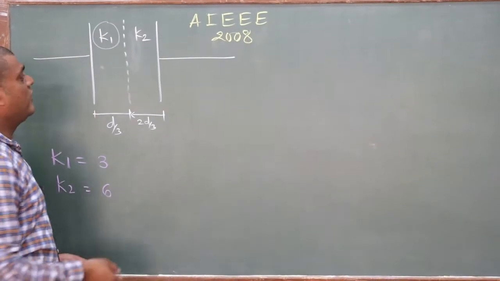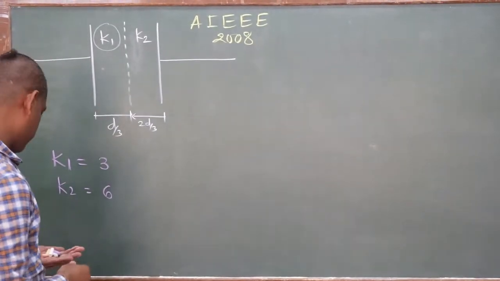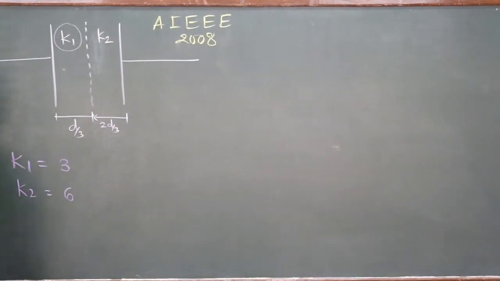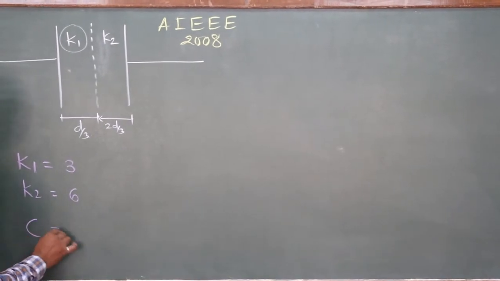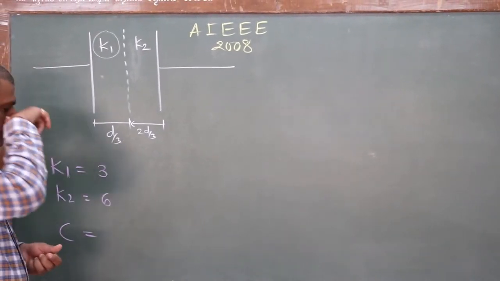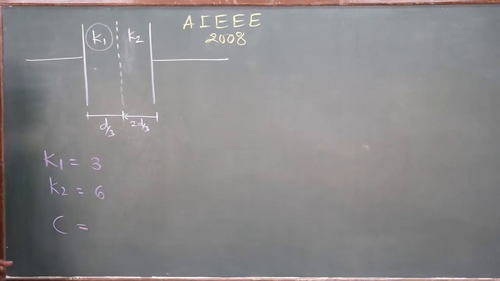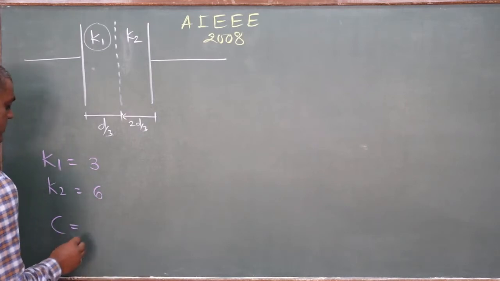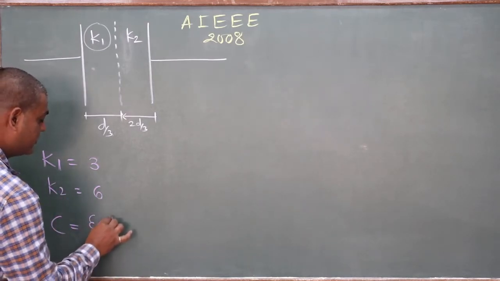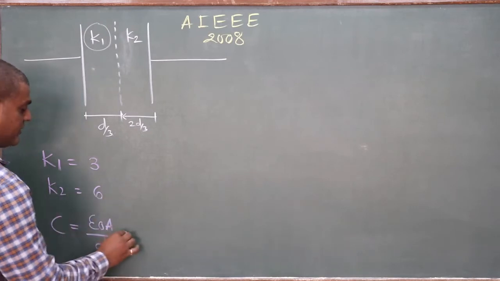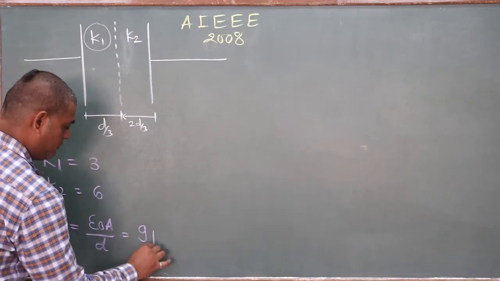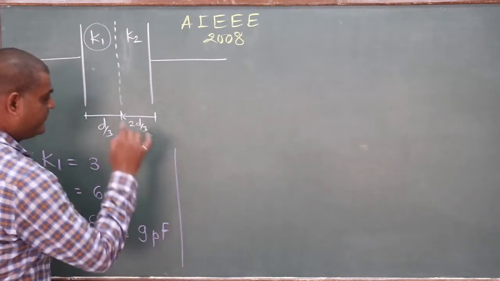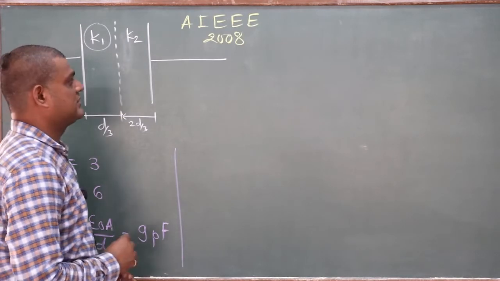So already we have solved this type of numerical, but don't worry, we will see it once again. One thing is given: the capacitance of the capacitor when there is an air medium is 9 picofarad. C equal to epsilon 0 A by D, when the air medium is present, and that is equal to 9 picofarad. So these are the given things. Now we are going to solve this example.